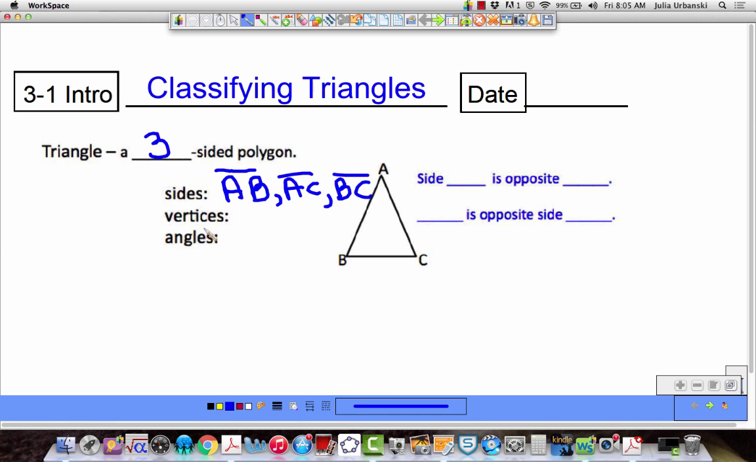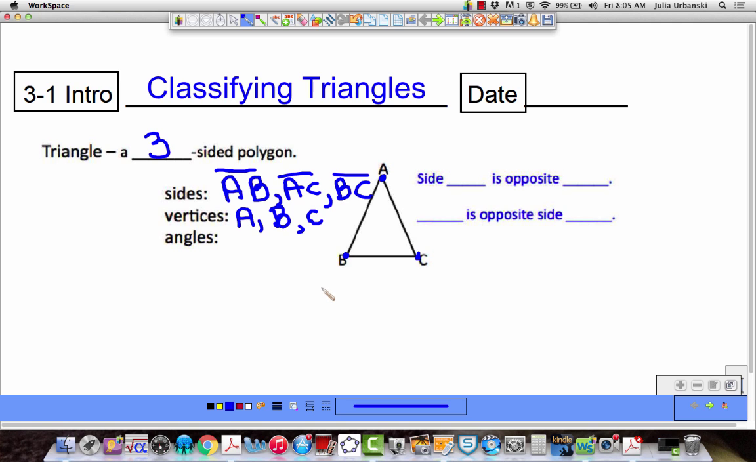All right, now there's vertices. Vertices are points, just the little dot. So how many vertices do you have here? 3. So look, I'm only using a capital letter and no other symbol. That's a point. Point A, point B, and point C.